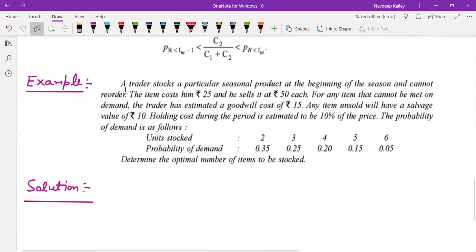Here, a trader stocks a particular seasonal product at the beginning of the season and cannot reorder. The item costs him rupees 25. That is, unit cost price capital C is rupees 25, and he sells it at rupees 50 each. That means unit selling price is 50 rupees.